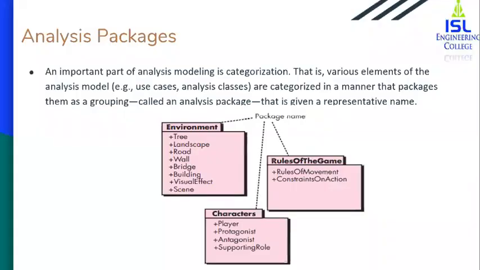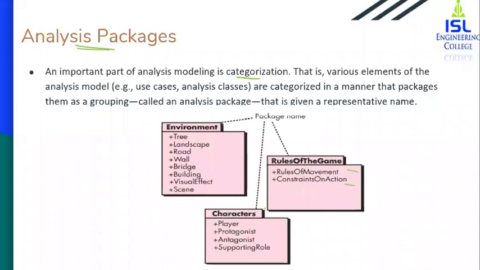Now analysis packages are an important part of modeling, that is categorization. Within packages, you're going to bundle all the things together and make it into one package. You can see that within this environment package, you're going to have trees, landscapes, road, wall, bridge, building, visual effects and scenes. So this becomes one package. Then for rules of the game, you're going to have rules of movement, constraints of the action. This becomes the rules of the game. So this becomes one analysis package.